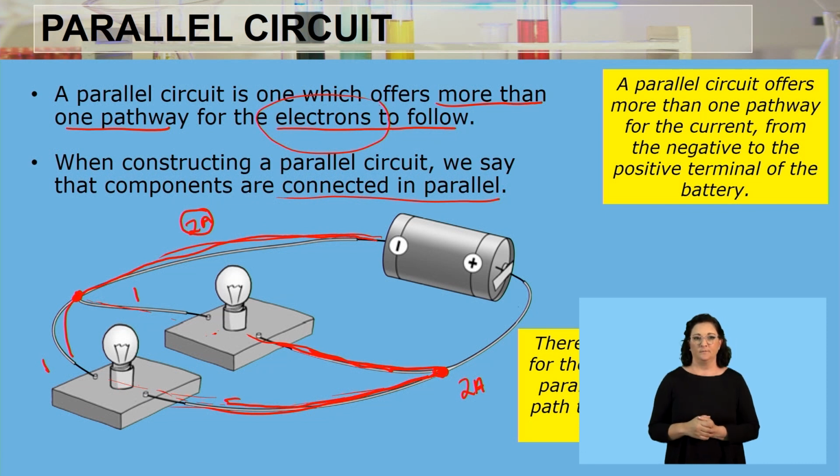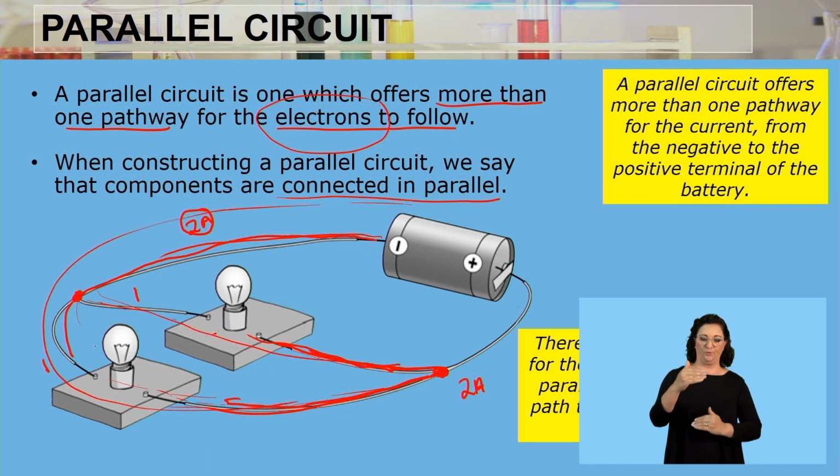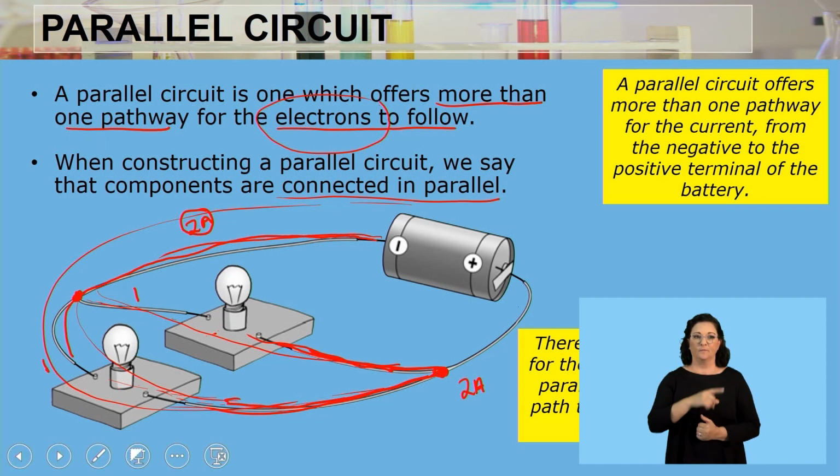So we are saying again that there are 2 paths for the current in this parallel circuit that we are talking about here. We have path number 1 here and path number 2. Each of the current that we have in this circuit will pass through each of the wires, and because the 2 resistors are identical, the same current will pass through each resistor. So the same amount of current will pass through each resistor.